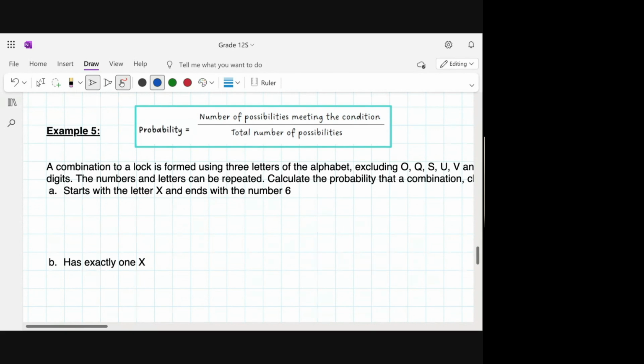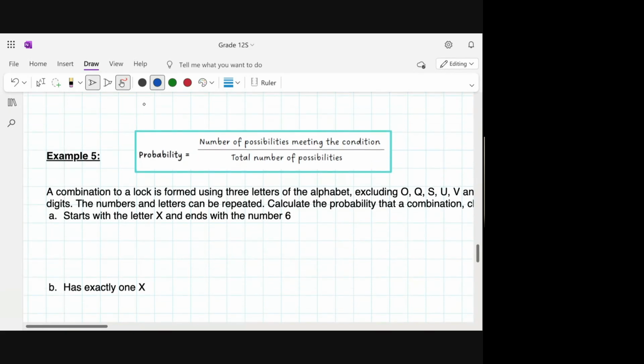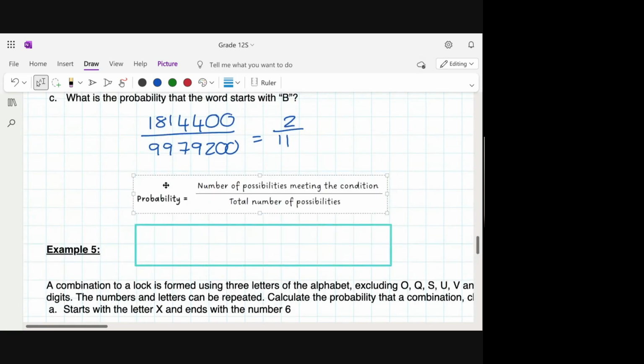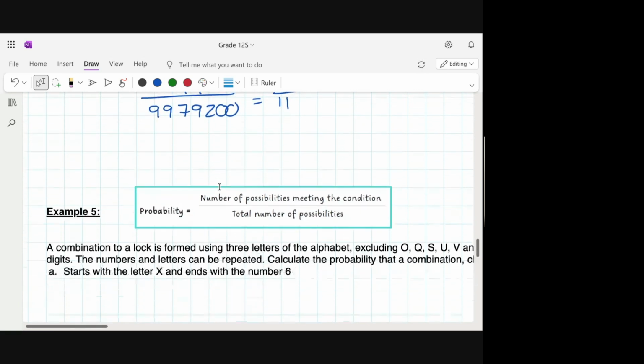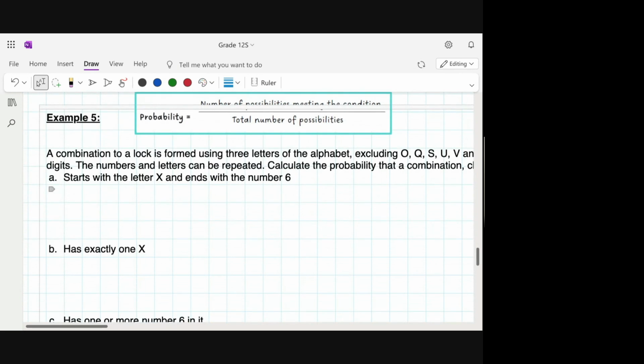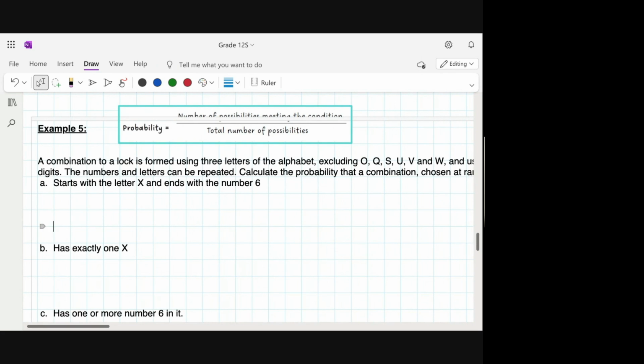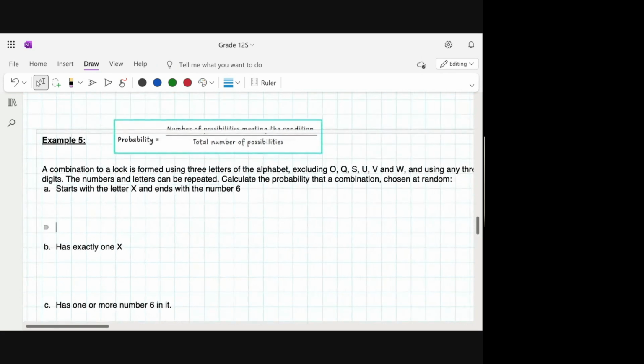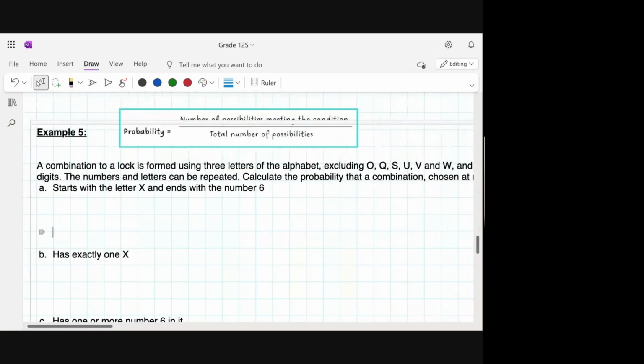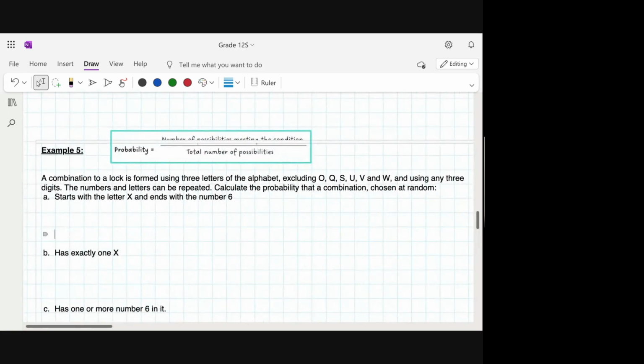So, example number 5. For some reason, I believe that Miss Teacher Sam meant to put this probability calculation up here for you, but I'll leave it there anyway. You never know. Okay. A combination lock is formed using 3 letters of the alphabet, excluding O, Q, S, U, V, and W, and using any 3 digits.